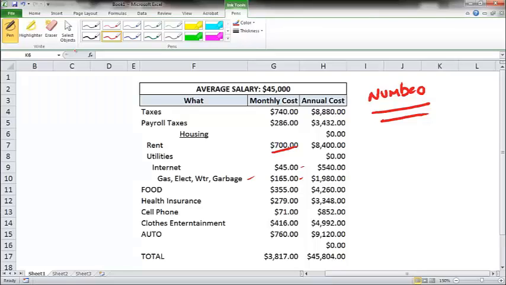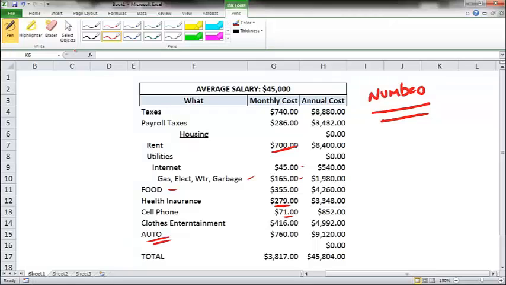Then you look at average food expenses. I looked at the cheap plan. The cheap plan was $355 per month, and that was from the USDA. They came out with those statistics. They showed conservative or penny pinchers, and then they showed the high lifestyle. So $355 was on the low end. Health insurance: the average came from ehealthinsurance.com, and that is $279 a month. Cell phone, $71 a month, which came from JD Power and Associates. Clothes and entertainment, again from Numbeo.